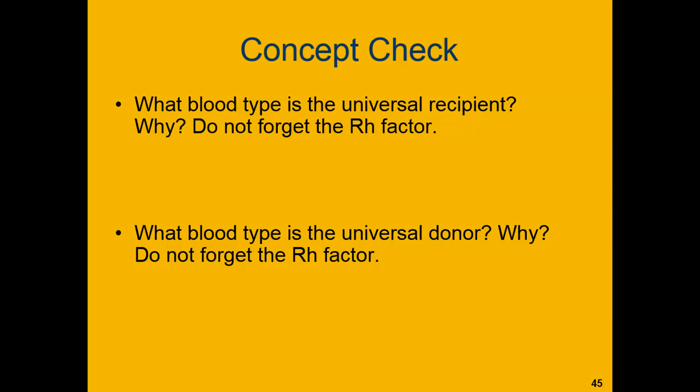The universal donor is O negative. If you have O negative blood, your blood can be given to anyone because you do not have the rhesus factor, the A antigen, or the B antigen on the surface of your red blood cells. So there's nothing on your red blood cells that should cause an immune response in the blood recipient.